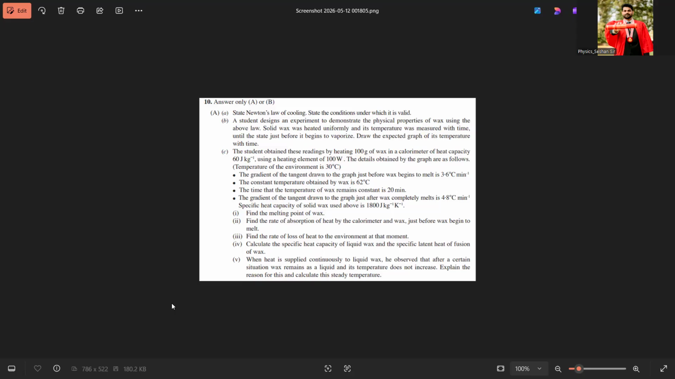Then they ask for the valid conditions. What are the valid conditions? The temperature difference between the body and surrounding is small. It should be small. Then the surrounding temperature should be constant, that means remain unchanged. What else? And also, very especially, cooling mainly should occur by convection.